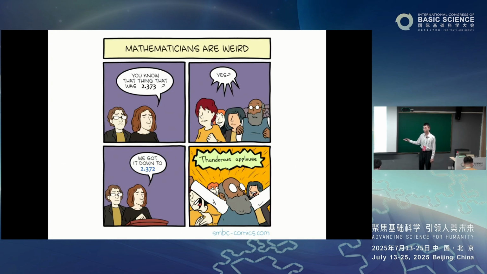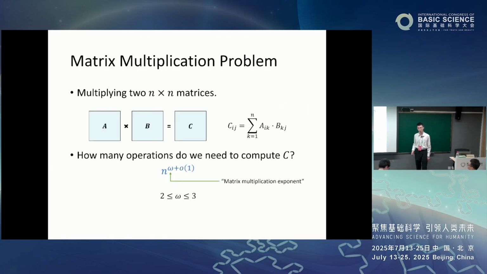Let's start by appreciating a comic about theoretical computer science. It says that mathematicians are very weird in that as long as a magical number around 2.373 gets slightly improved, then everyone gets super excited about it. This is because this magical constant is related to matrix multiplication, which is one of the most important questions in theoretical computer science, and people do care a lot about its computational complexity. And that's also the topic of our talk today.